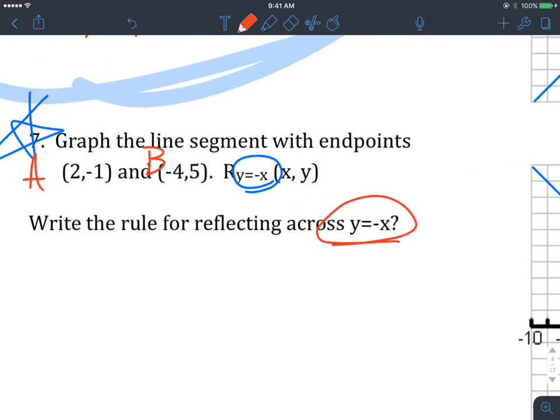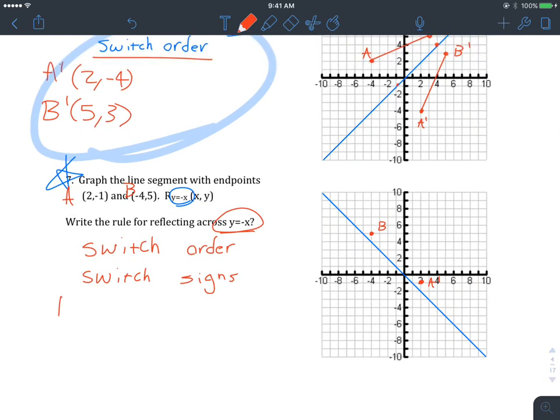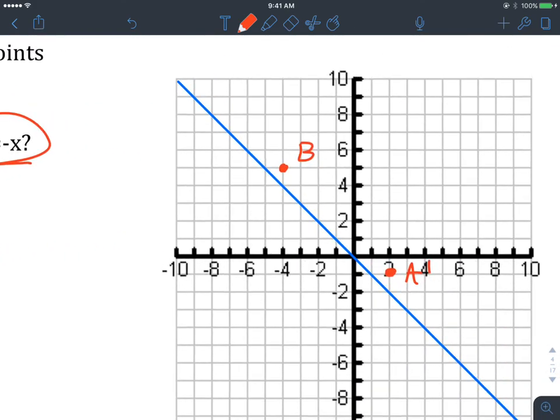Now the rule for this one right here, it's also going to be switch order, except since there's that negative, you're going to be doing something here with the sign. So you're going to switch the order, and then also you're going to switch the signs. That's kind of our trick there for that. So A prime right here, not only are you switching the order, it's going to be 1 comma, some of you guys are going to say -1, 2. That's switching the order, but then you got to go change the sign. So it's actually +1 and then -2. So that would be down there, A prime.